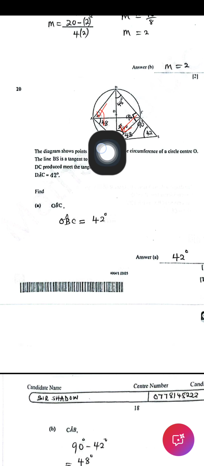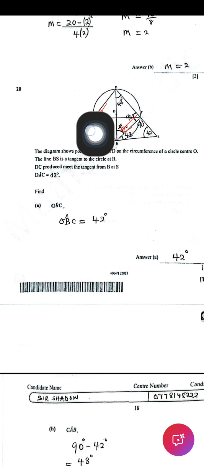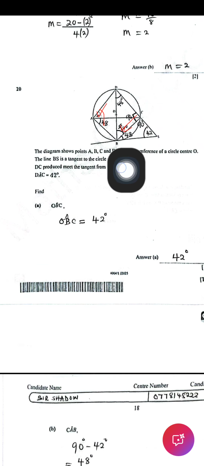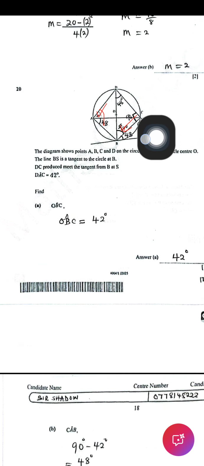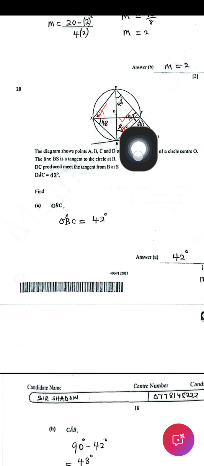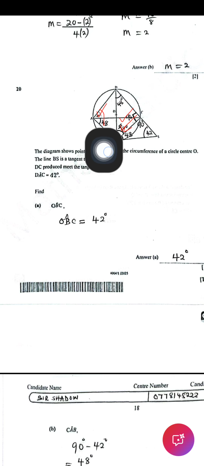Then we can also find this angle. Why? Because we also have this diameter and the chords BC and DC. Their intersection forms 90 degrees right here. From there, I managed to find this angle and this angle. But just remember, 48 is right here.